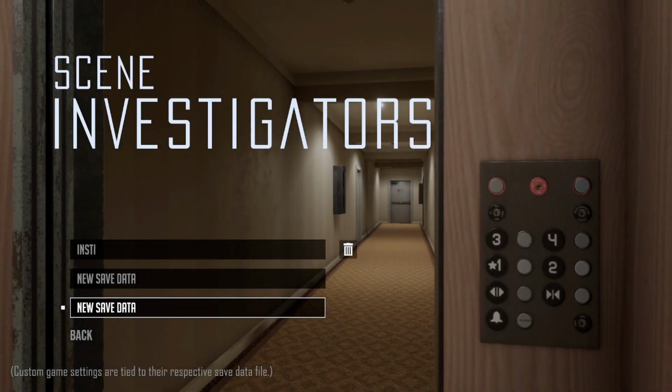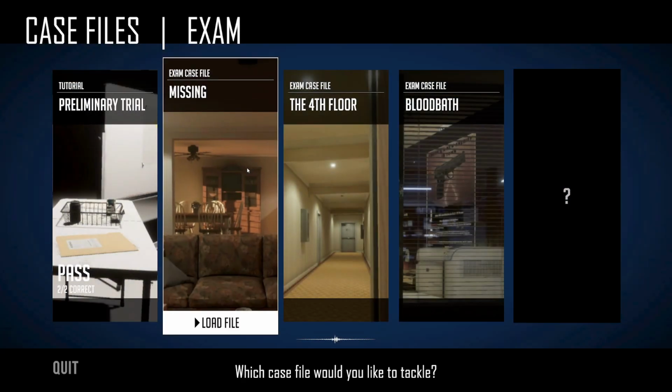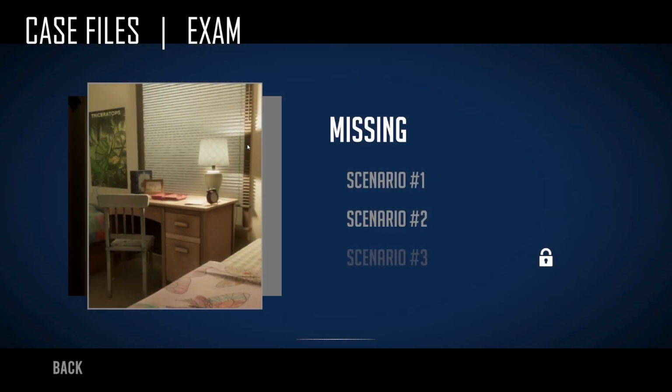Then what are we going to do? We have, yes, Insti. So we managed. Welcome, thank you. Which case file would you like to tackle? Well, we are going to continue with this.